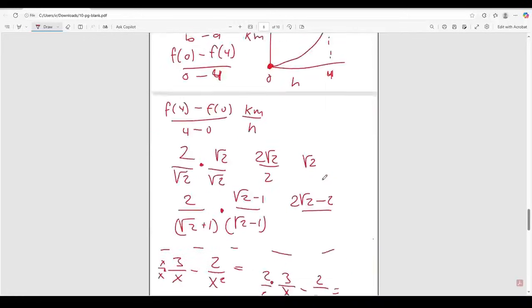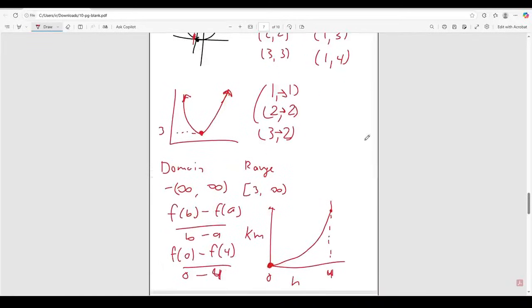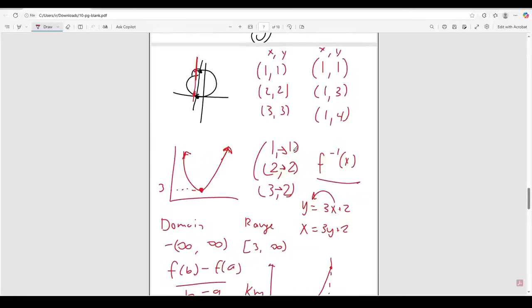Then if you guys ever want to find inverse functions, for example, f^-1 of x, if you have the function y is equal to 3x plus 2, and you want to find the inverse, all you have to do is just flip the x and the y. So just rewrite it as x is equal to 3y plus 2, and now solve for y to get the inverse function, okay? One last thing, even versus odd functions.